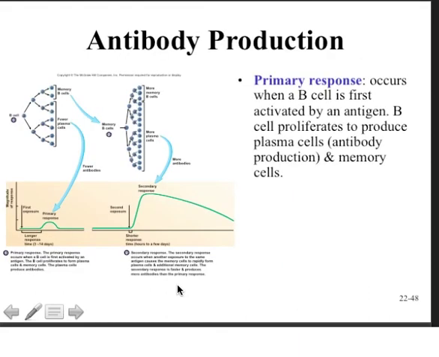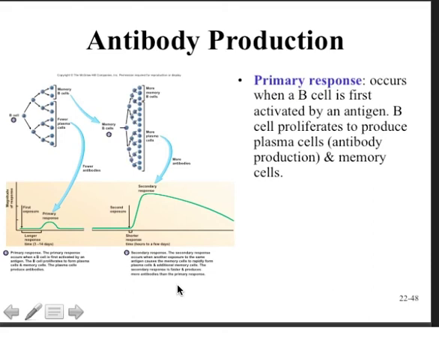If we look at antibody production, what we see is two distinct profiles that are going to differ depending on whether it's our first or second exposure to a particular antigen. The primary response happens when a B cell is first activated by an antigen. The B cell proliferates to produce plasma cells and memory cells.